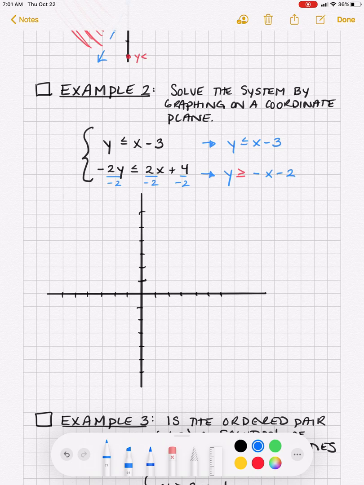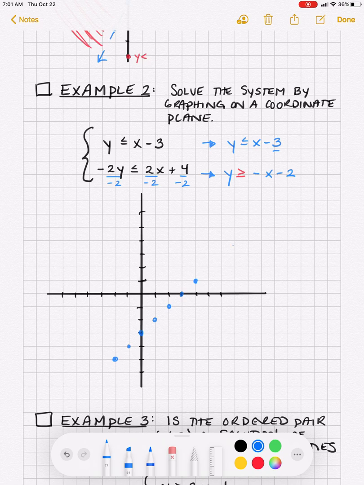So what we're looking to do is we're going to graph each inequality individually, and our solution is going to be the overlap of the two inequalities. So here's my first inequality. It has a y-intercept of negative 3. So negative 3 and a slope of positive 1. So it's going to be up 1 over 1. All right, once we get a good number of points right here, since it's less than or equal to, it's going to be a solid line.